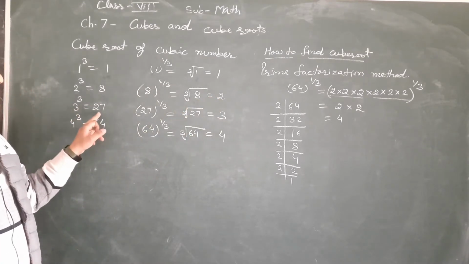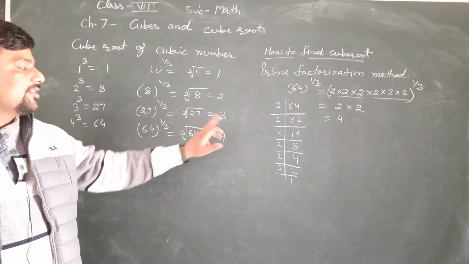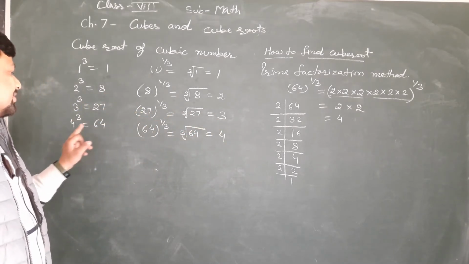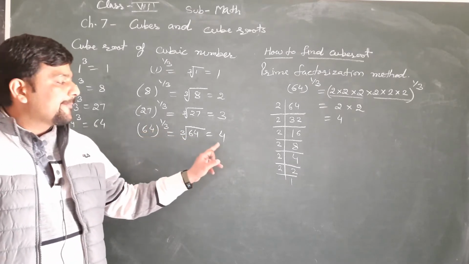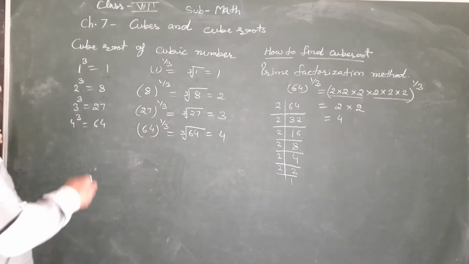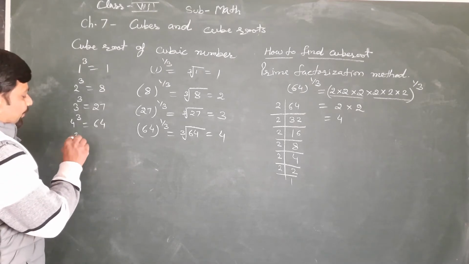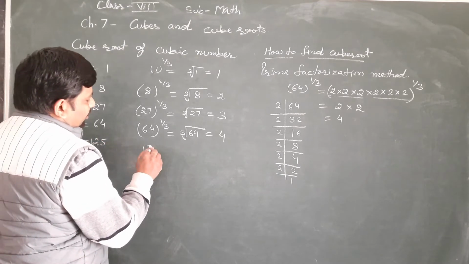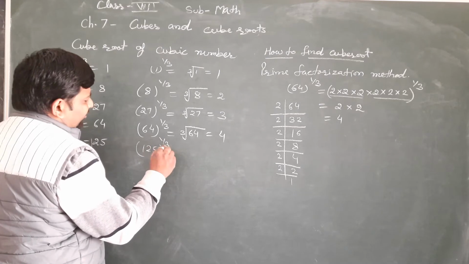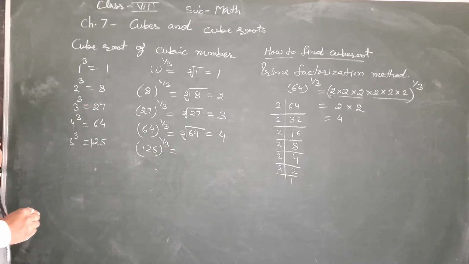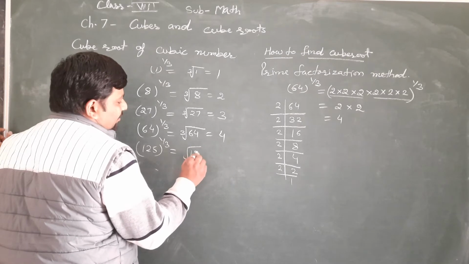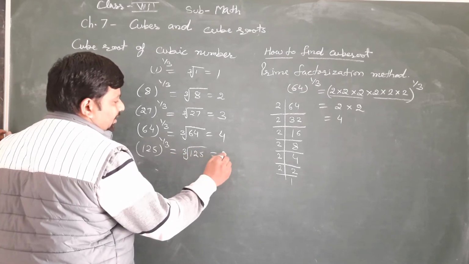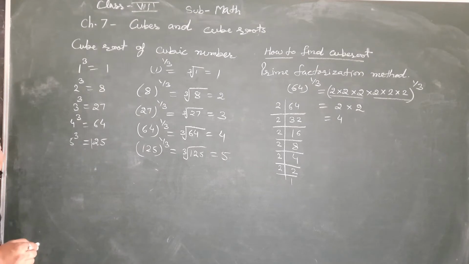The cube of 3 is 27, that means the cube root of 27 is 3. The cube of 4 is 64, so the cube root of 64 is 4. Similarly, we can go further, like 5 cube is equal to 125. So the cube root of 125 can be written as 125 power 1 by 3, and it is equal to 5. So in this way we can find the cube root of any cubic number.